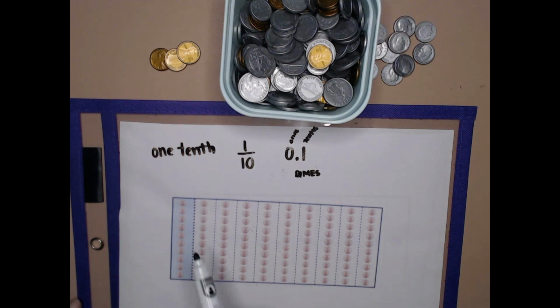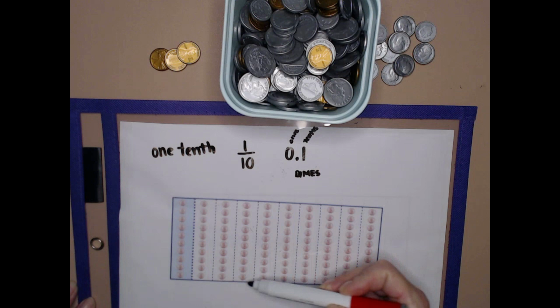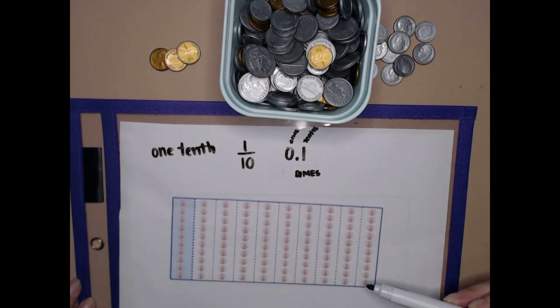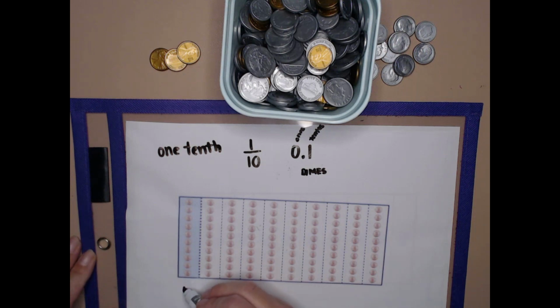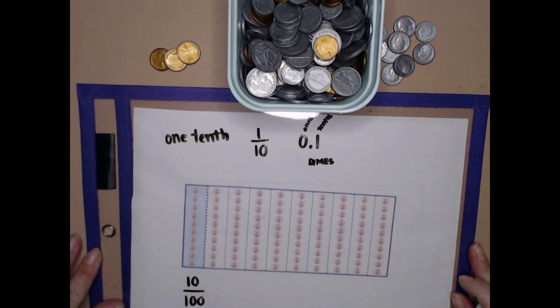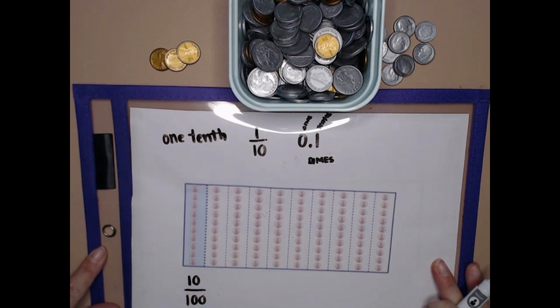But I can still call it 1/10 of a dollar because it's still 10 of 100. It's 1 out of the 10, but I would actually call it also 10 out of 100. It's 10 hundredths. The reason it's 10 hundredths is because it's only 10 of the pennies out of 100.